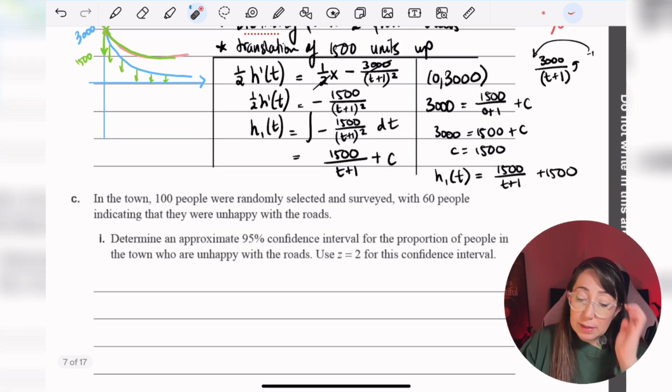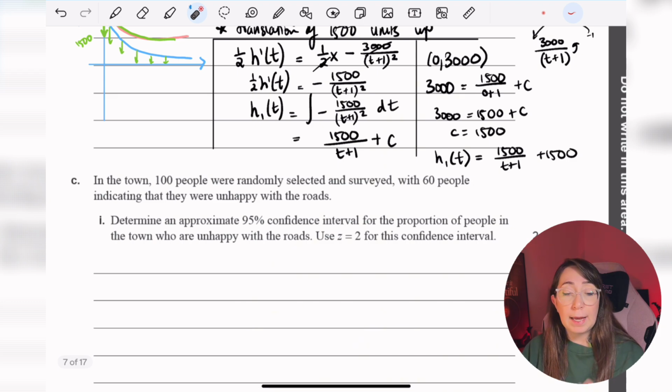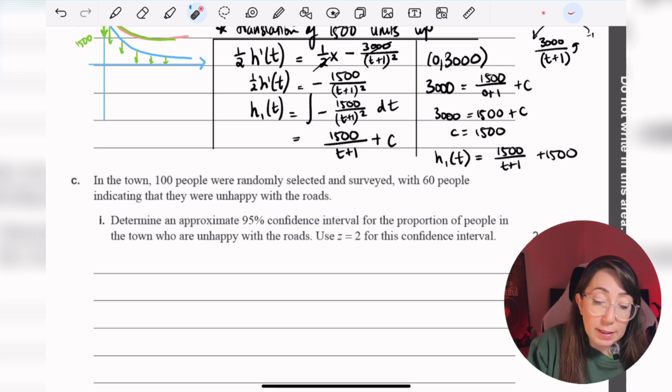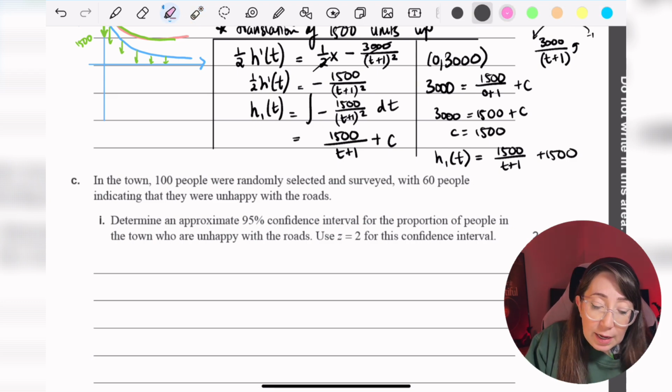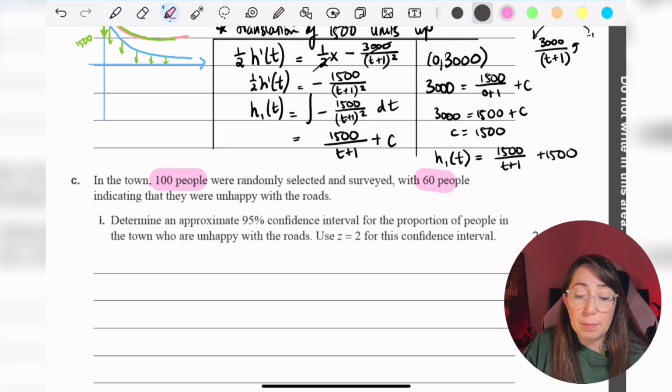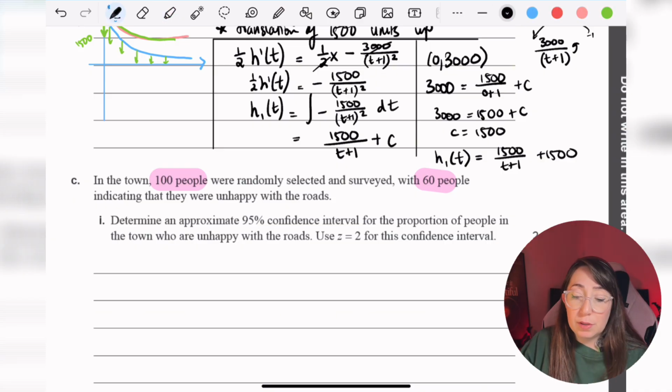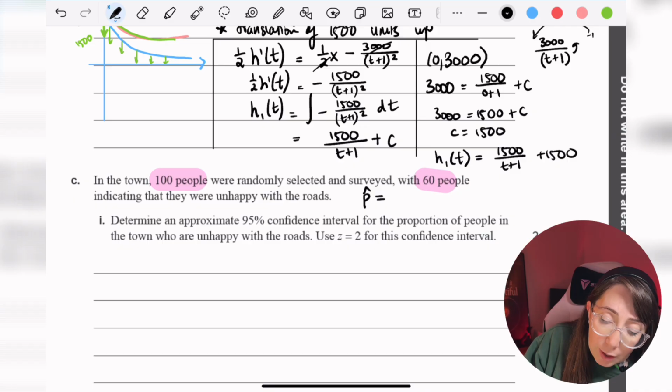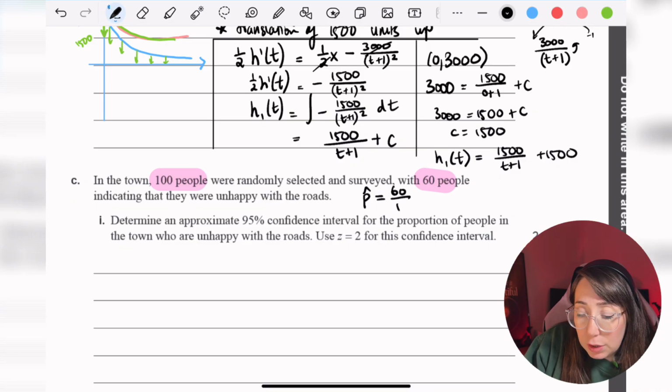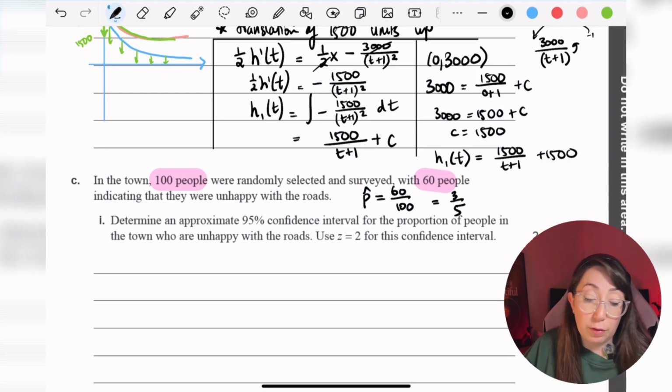Now let's move into part C. We're moving into population proportions and a bit more probability-based ideas. It says, in the town, there's 100 people who were randomly selected and 60 of those people were unhappy with the roads. So our variable would be about being unhappy with the roads. Our population proportion is what I can get from this. That's 60 of 100, simplified down to 6 on 10, or 3 on 5.